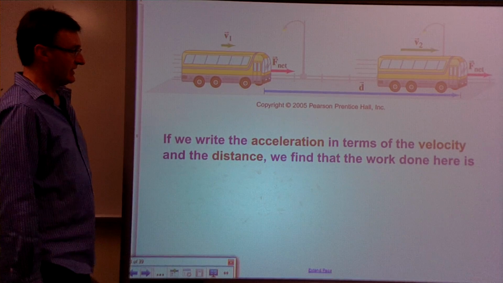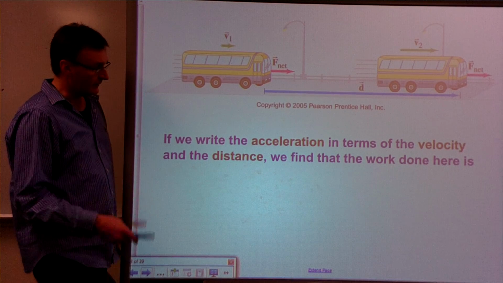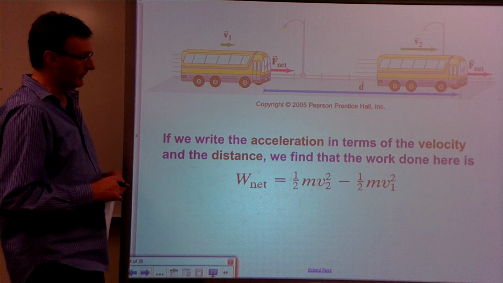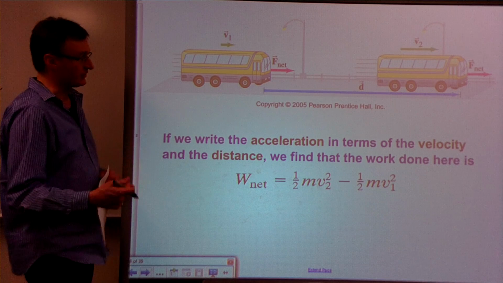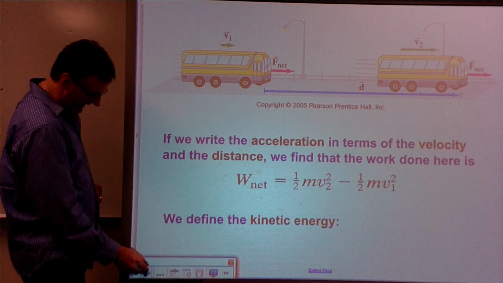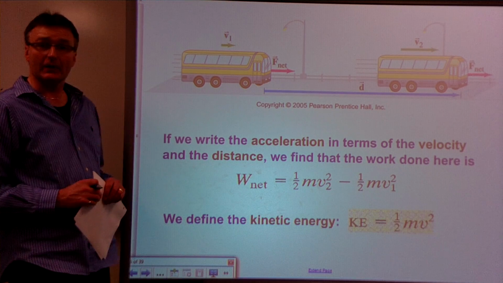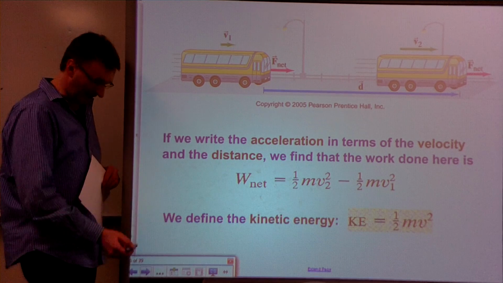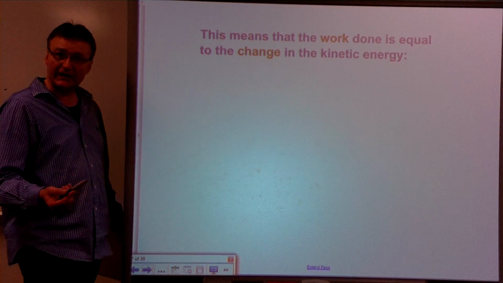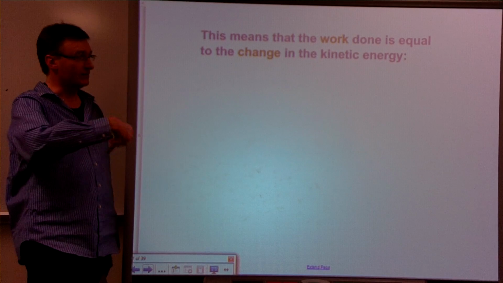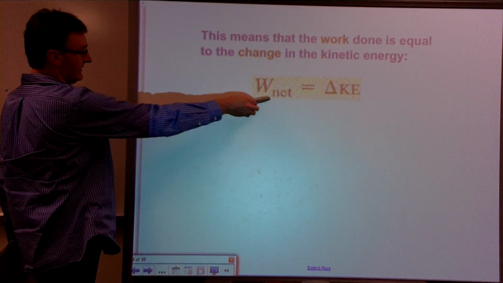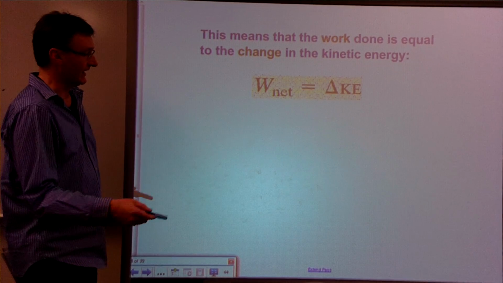And so what that means is that if we write the acceleration in terms of the velocity and the distance, we find the net work is 1/2 m v final squared minus 1/2 m v initial squared. And we define the kinetic energy as 1/2 mv squared. And that is the definition of kinetic energy. So what that means then is the work done is equal to the change in the kinetic energy of an object. So if you do work on an object, you will change its kinetic energy. So the net work has to equal the change in kinetic energy.